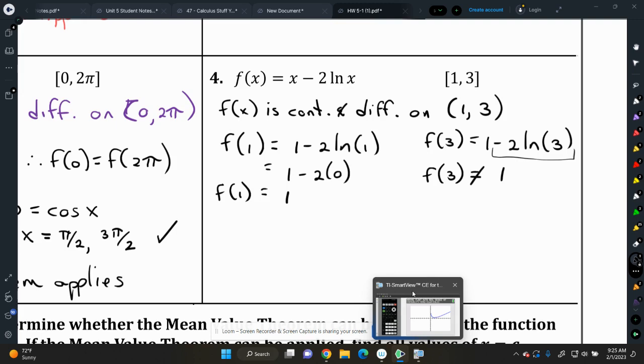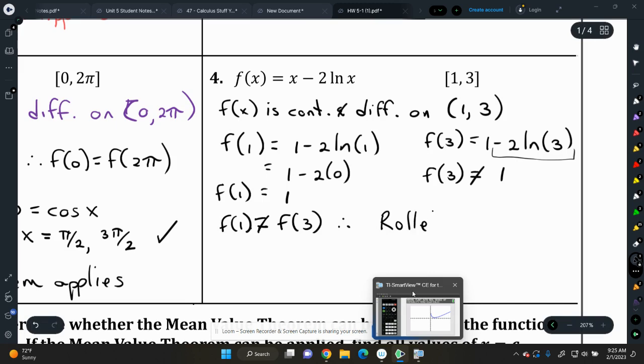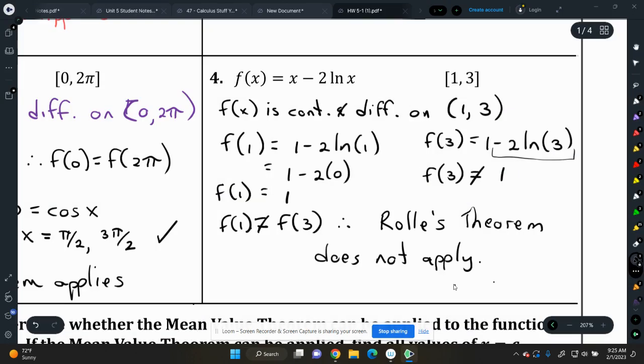So f of 1 does not equal f of 3. Therefore, Rolle's theorem does not apply on 1, 3. We good with those 4?